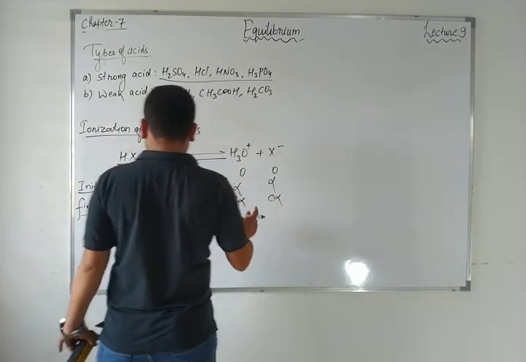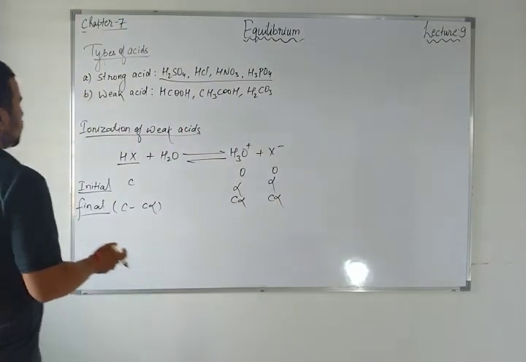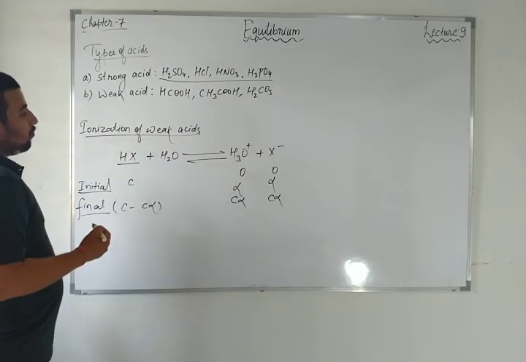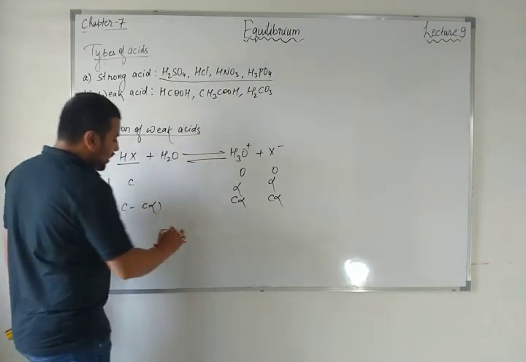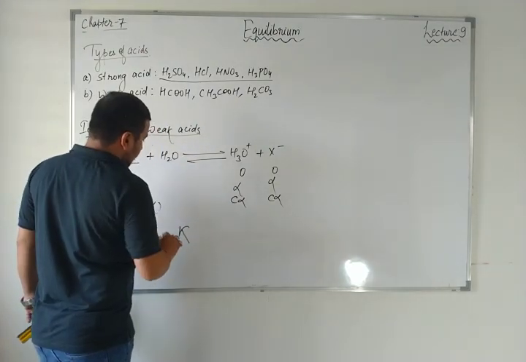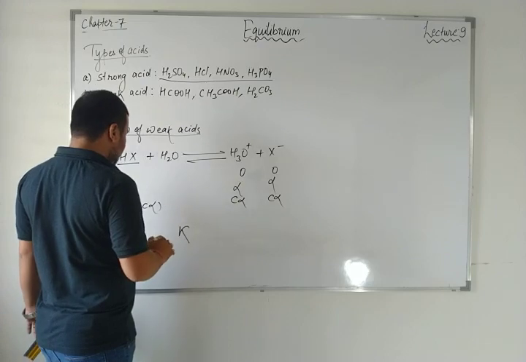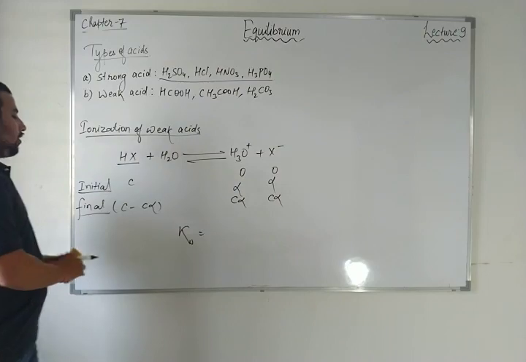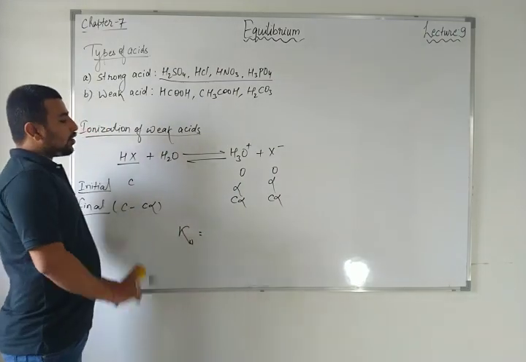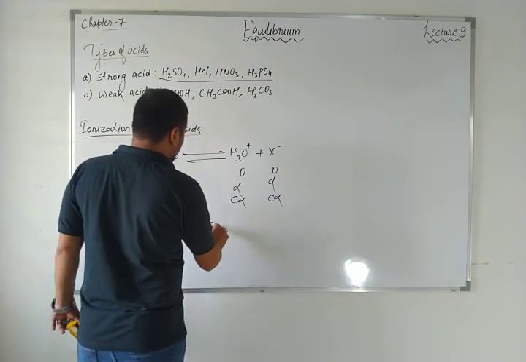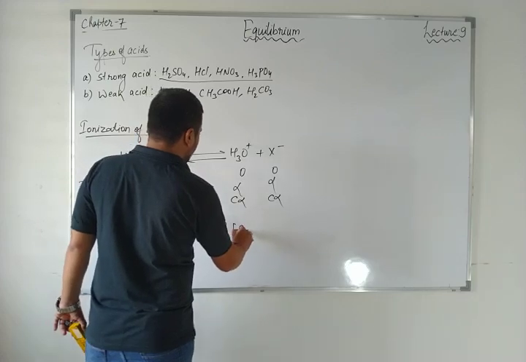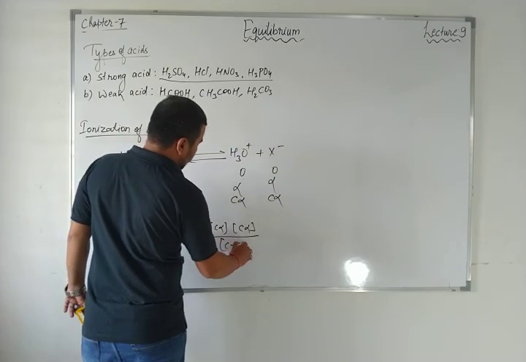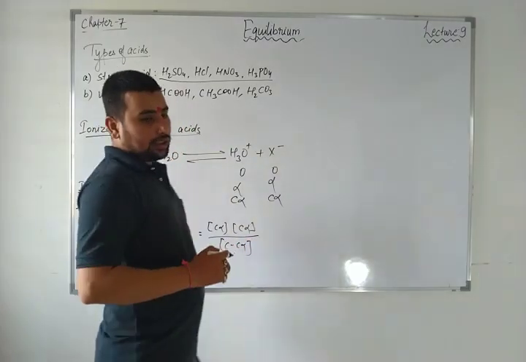C alpha after the concentration. So this became C minus C alpha. So now if I talk about the dissociation constant of weak acid, you know very well what is dissociation constant. Constant is the concentration of product. What are the concentrations of product? C alpha and C alpha, and the concentration of reactant is C minus C alpha. Is it right? Yes or no?